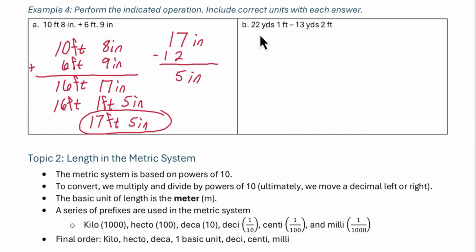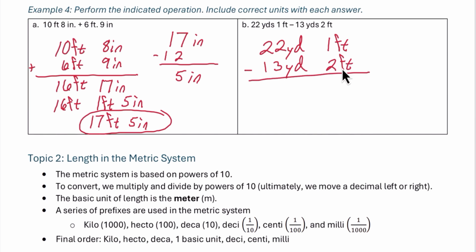This time we're subtracting. We have 22 yards and 1 foot minus 13 yards and 2 feet. We can't take 2 feet away from 1 foot, so we need to borrow. We'll have to borrow from the yards, making the yards 21 yards. And we'll add 1 yard to the 1 foot. We know that 1 yard is really 3 feet.